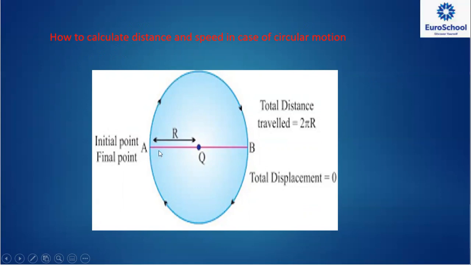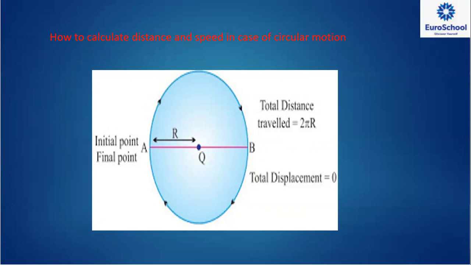So the total distance traveled can be calculated by using the formula for the circumference of the circle. As we already know, the circumference of a circle is calculated by the formula 2 pi r. You can use the same formula to calculate the total distance traveled in circular motion, where pi is 22 by 7 or 3.14, and r is the radius of the circle. As you all know, radius is always half of the diameter of the circle.